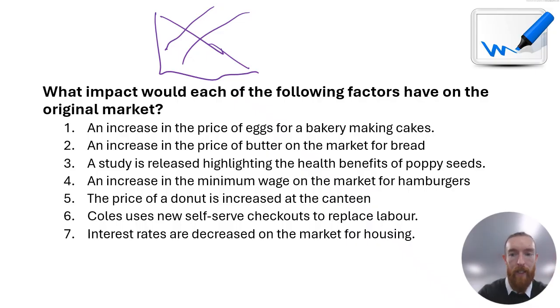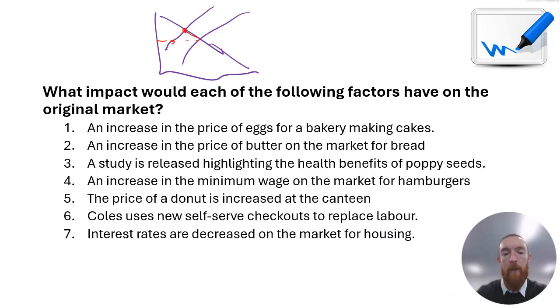So if we had this as a short answer question, we'd say if there's an increase in the price of eggs for a bakery making cakes, this represents an increase in cost of production. This is going to lead to an unfavorable shift in supply to the left, as we've drawn there, where less is supplied at any given price. This then leads to a shortage in the market for cakes as supply is less than demand. And then this leads to consumers bidding up prices until we reach a new equilibrium point at a higher price and lower quantity.